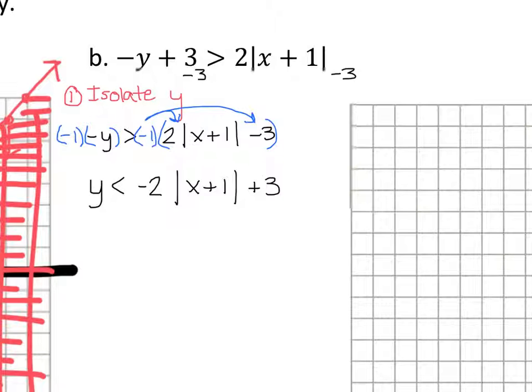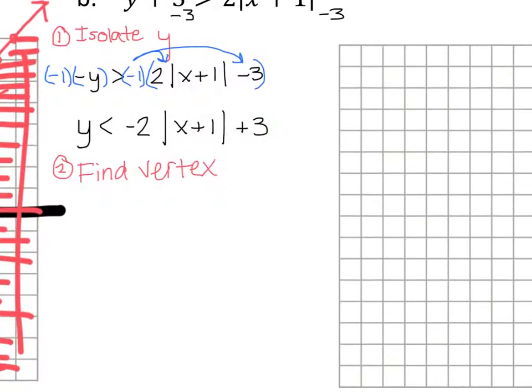All right, step 2 is just like we did on the last one. We're going to find our vertex. The vertex of the parent function is 0, 0. So how did ours move? Up 3 and left 1. I don't know why I started spelling it out all of a sudden.